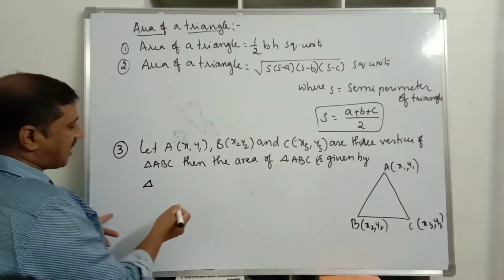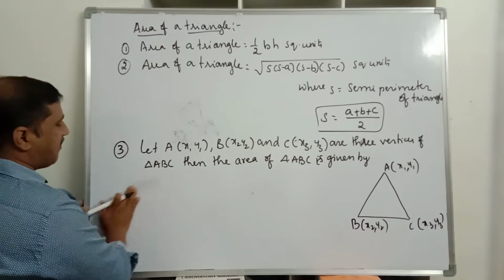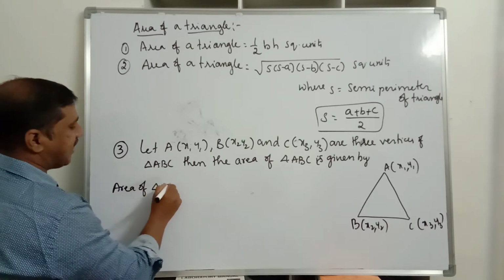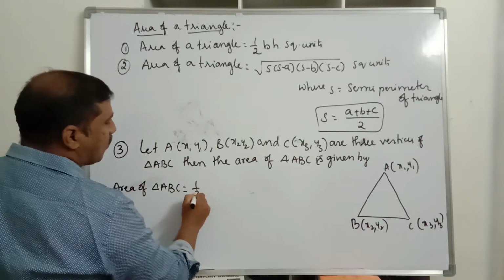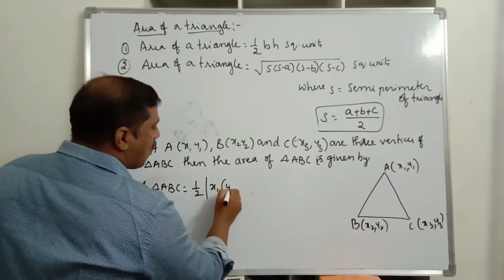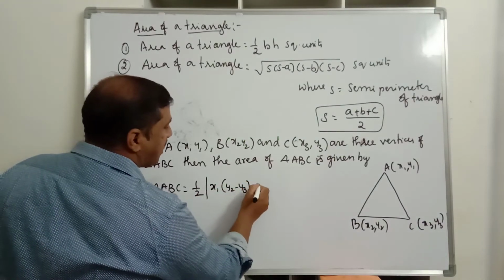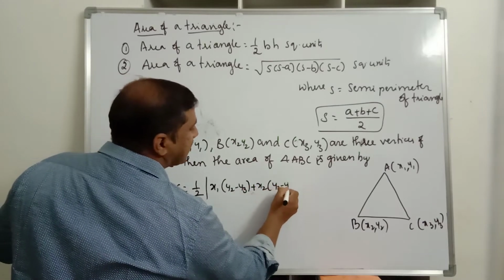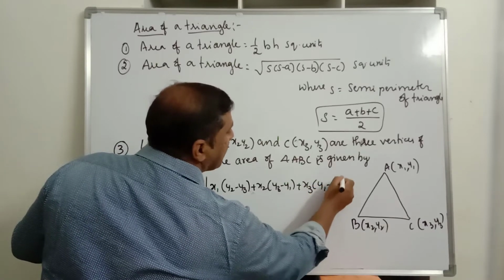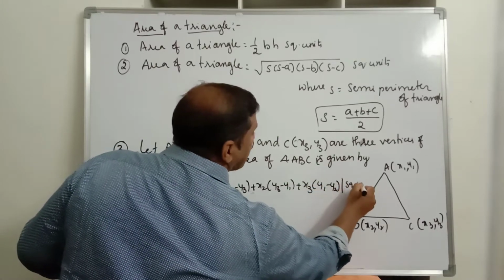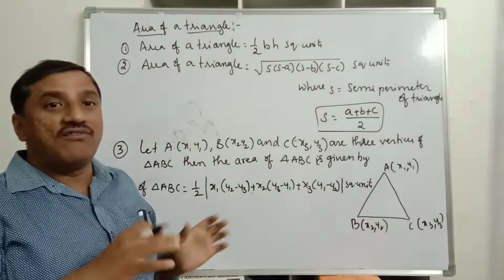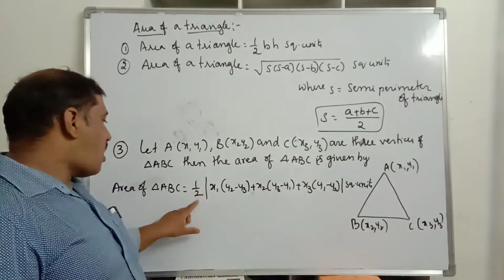So delta stands for the area of triangle. So the area of triangle ABC is equal to half into modulus of x1 into (y2 minus y3) plus x2 into (y3 minus y1) plus x3 into (y1 minus y2) square units. So this is the formula to find the area of triangle ABC when we know the three vertices of the triangle. It is half into modulus.